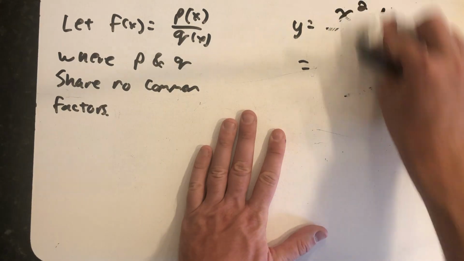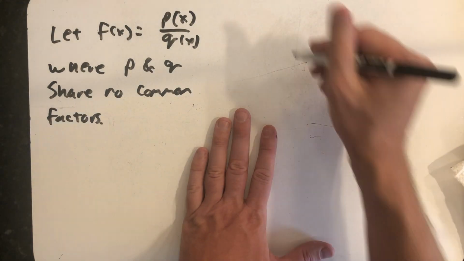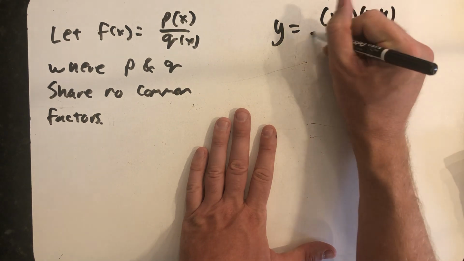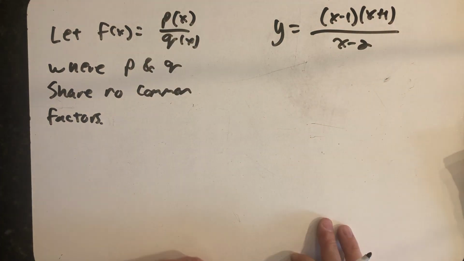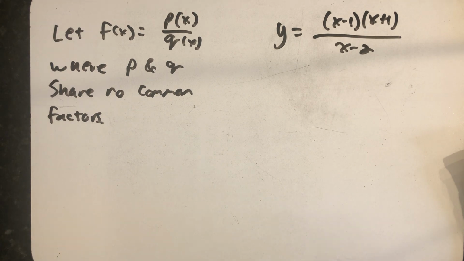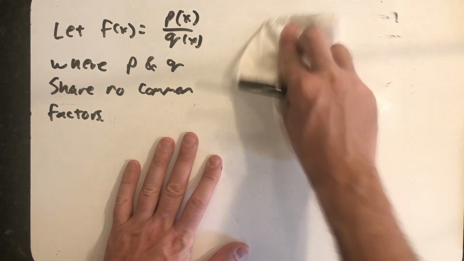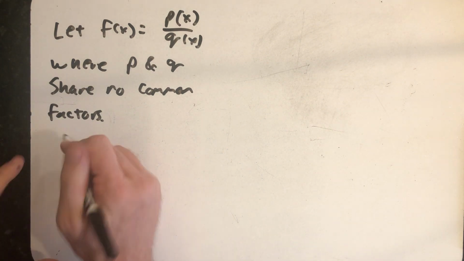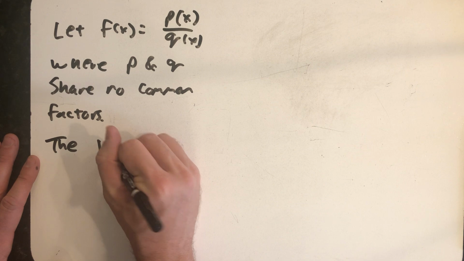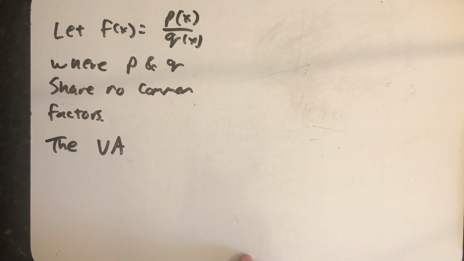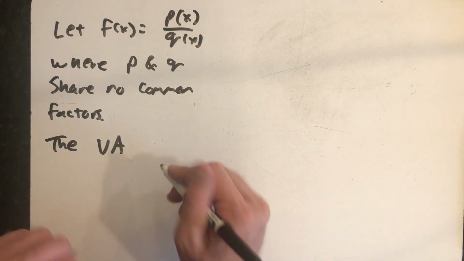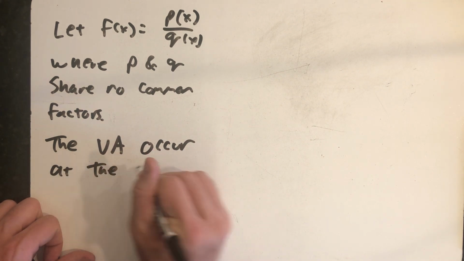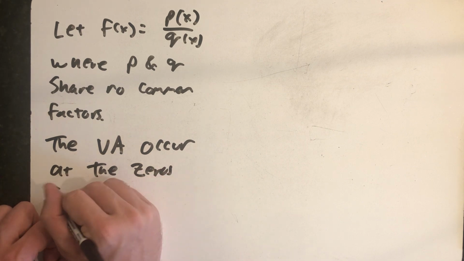Whereas if I had something like x minus 1 times x plus 1 all over x minus 2, now that is in lowest terms because I can't cancel anything out. All right, so if I have a rational function in lowest terms, the vertical asymptotes, usually abbreviated as VA, occur at the zeros of the denominator.